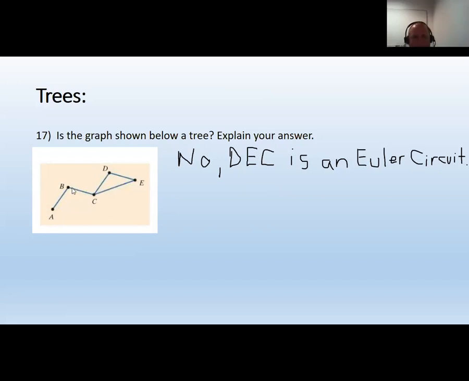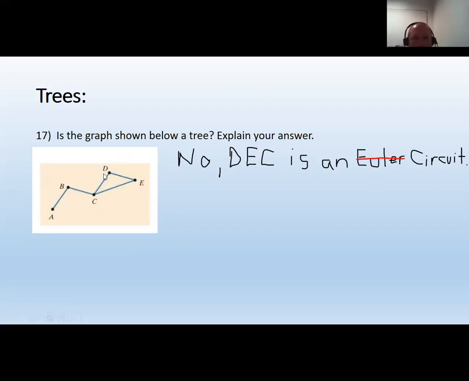So if you look here, there are different properties of a tree. I would recommend looking at your notes, but really you just have to give one reason why it's not a tree to explain your answer. And really, it's not a tree because it has a circuit, not an Euler circuit.